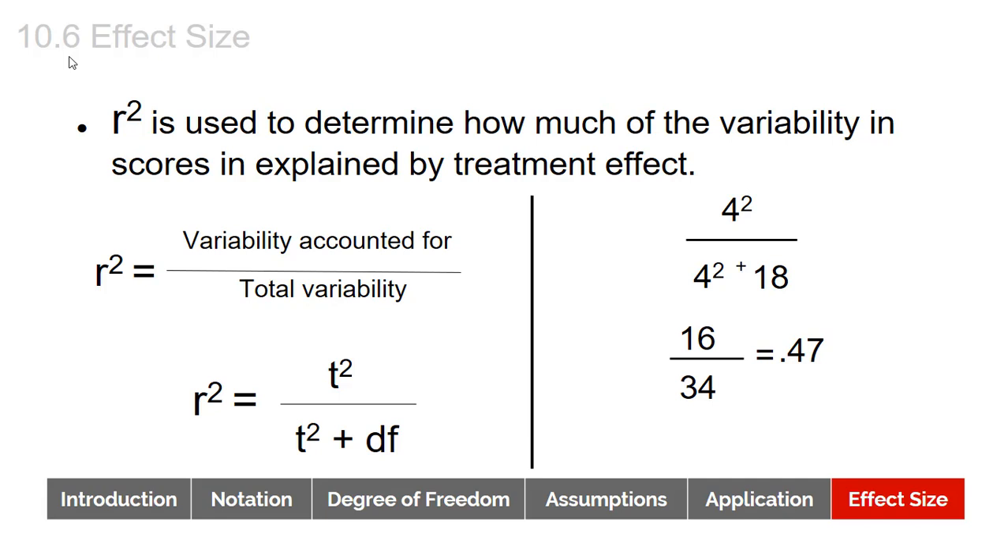And what we do is we take the variability accounted for by that difference divided by the total variability. And so basically this is taking your t-score squared divided by your t-score squared plus your degrees of freedom. It's just a way of putting together these numbers, and we end up with an effect size that can be interpreted as this. We ended up with 0.47, so 47% of the variability in scores is explained by watching children's programming.